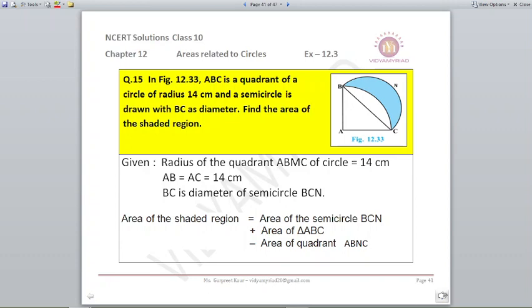Now, according to the figure, first of all we need to understand what we need to get. If you look, this figure is made up of a triangle ABC and a semicircle BNC. It is made up of both. Now, this whole is a quadrant. A, B and C is a quadrant. So what are we supposed to do? We will find the area of the semicircle BNC, and the area of the triangle. From the whole, we need to subtract the area of the quadrant. When we do that, we will be left with the area of the shaded portion.